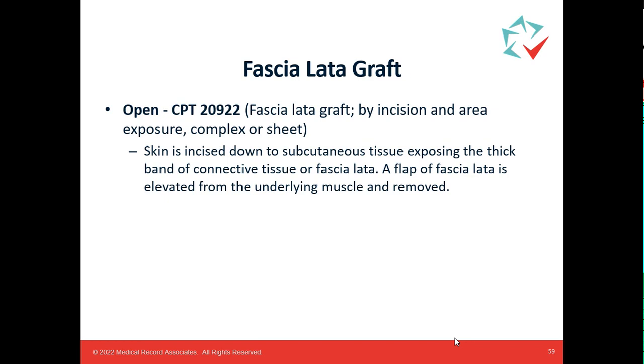For our complex or sheet, we'll be using CPT 20922. In this case, the provider will incise the skin down to subcutaneous tissue, exposing that thick band of connective tissue, or fascia lata. A flap of fascia is elevated from the underlying muscle and then removed in that sheet instead of a strip, and then used for grafting.